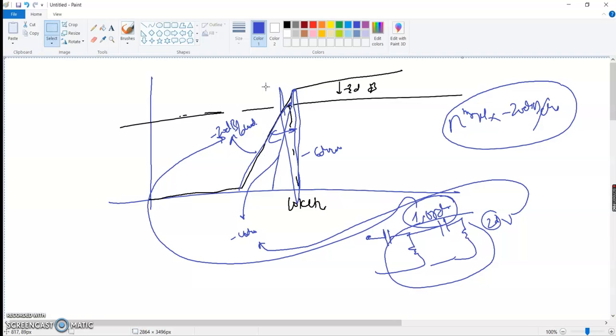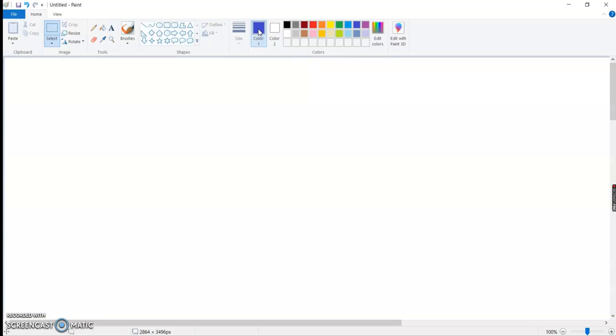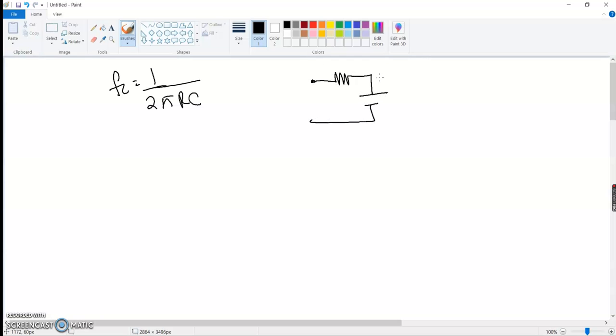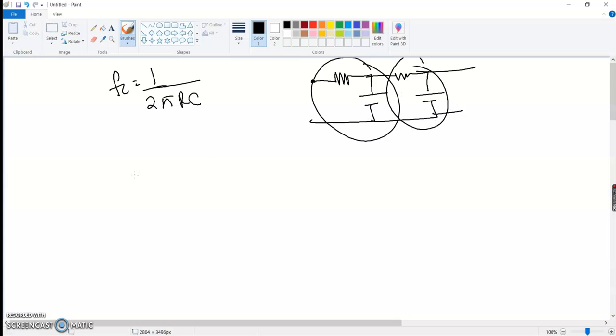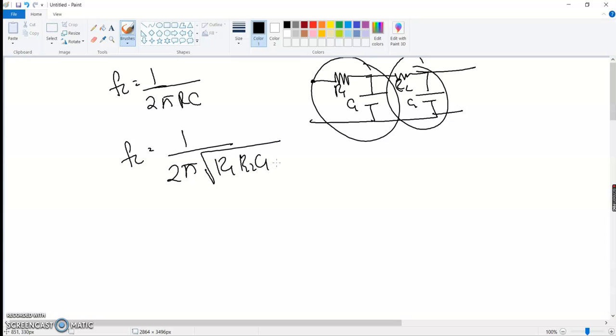One more thing that I would like to discuss over here is that we know the formula, cutoff frequency is 1 over 2 pi RC, right? But in a cascade circuit, for example, if it's a low pass filter RC, and then there is another R and C, then our values over here would change. The cutoff frequency would become 1 over 2 pi root of, let's say that is R1, that is C1, that is R2, and that is C2. So that would become R1, R2, C1, C2.